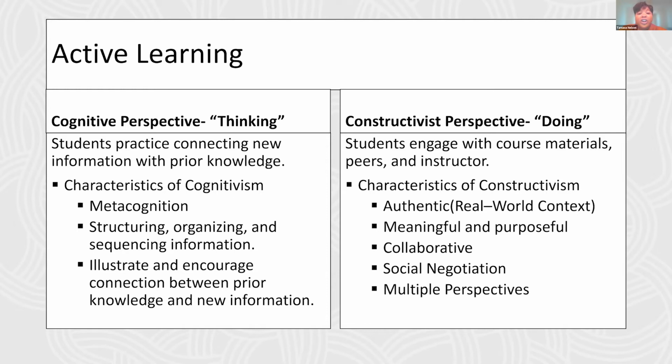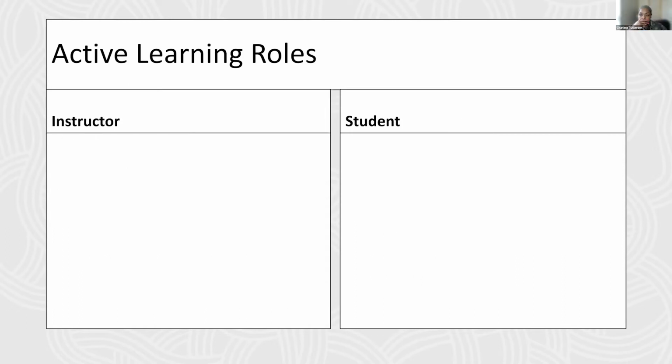So students are engaging in multiple perspectives. There's not just one point of view from the instructor. They're engaging with other perspectives from other students, and even the materials may have opposing perspectives. So again, cognitive perspective and constructivist perspective contribute to active learning. So what are the roles in active learning? We have both instructor roles and student roles.